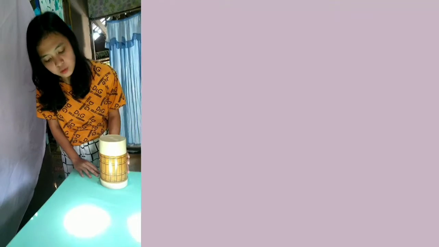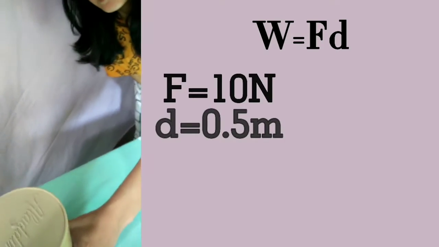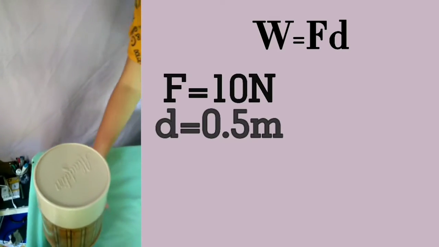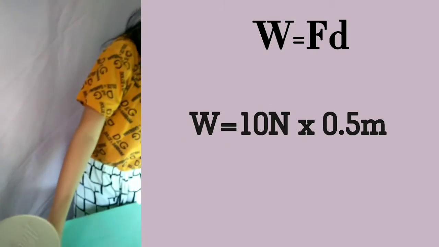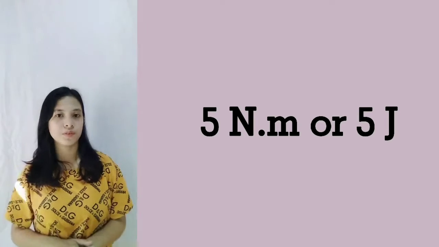Now, if I am going to push an object, say for example this kind of object, and I exert a force of 10 Newton over a distance of 0.5 meter. So for example, the distance we covered is 0.5 meter. So now, the work here is equal to the energy that I applied. Newton meter is equivalent to another SI unit called joules. So our answer in this sample problem is 5 joules.